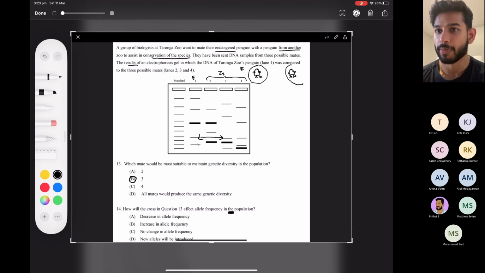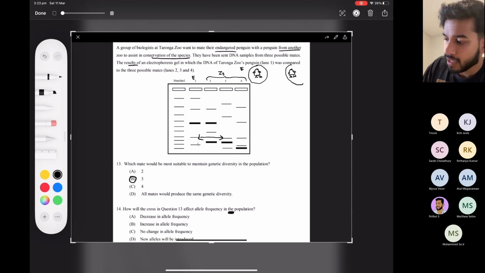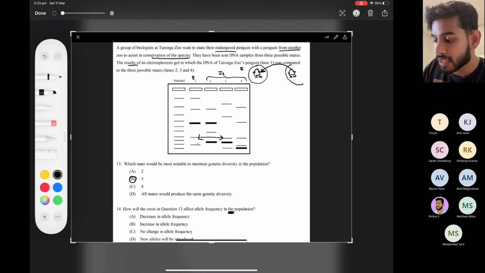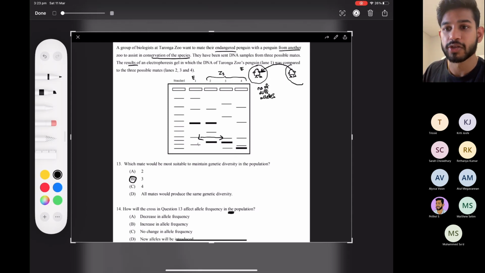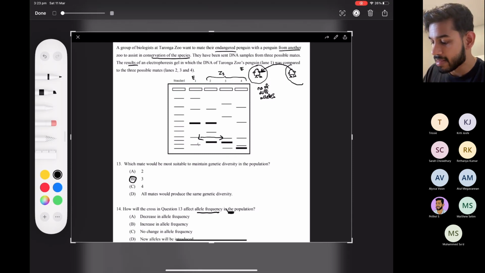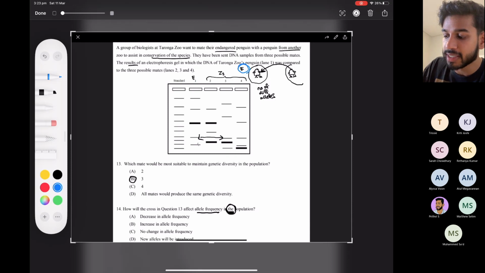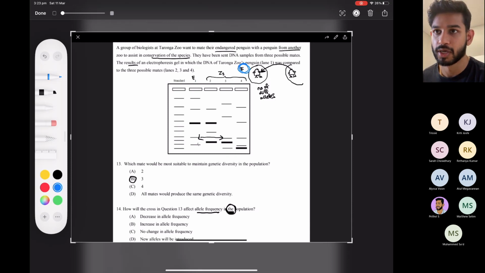So for Alyssa, her point was, yeah, well, of course, I'm getting a penguin from another zoo, and via gene flow, I'm entering it in and causing it to mate with this penguin. I'm increasing the number of different alleles. But this question is not asking about the number of different alleles, it's asking about allele frequency in the population. And if you had to guess, when they're talking about the population, they're probably talking about the endangered population, right?